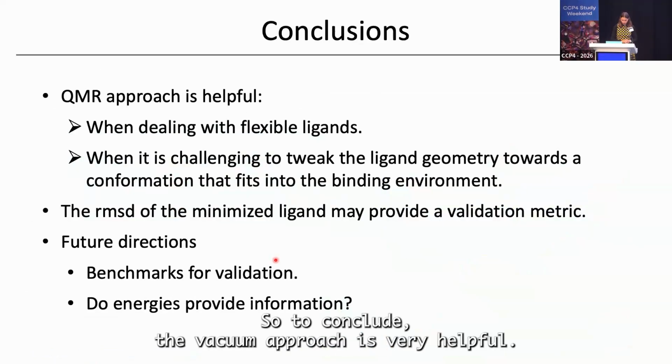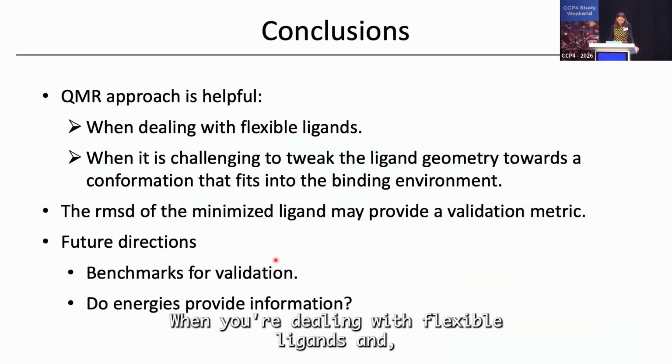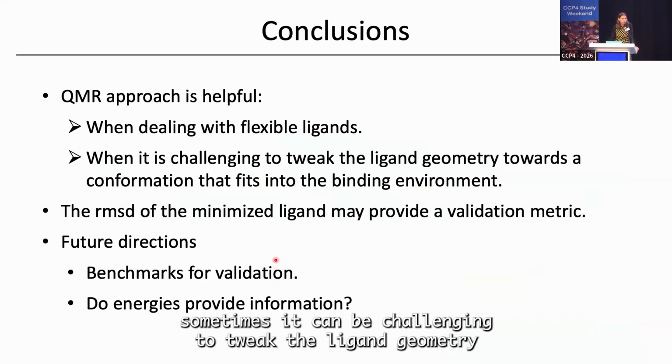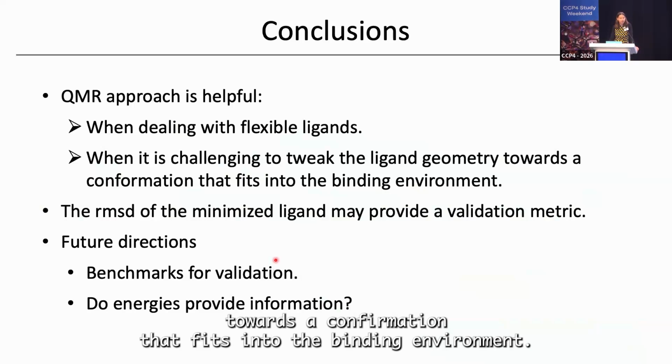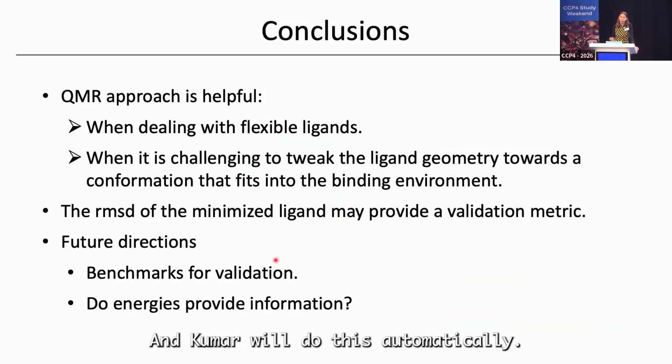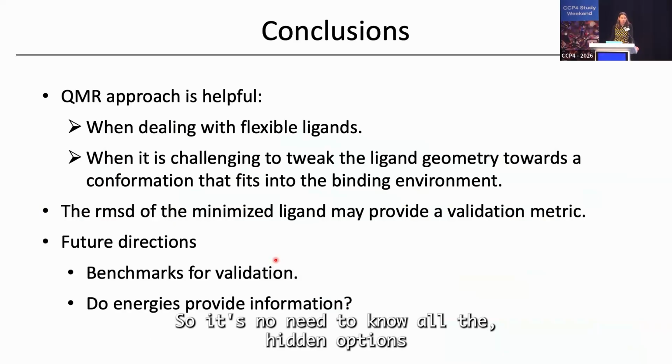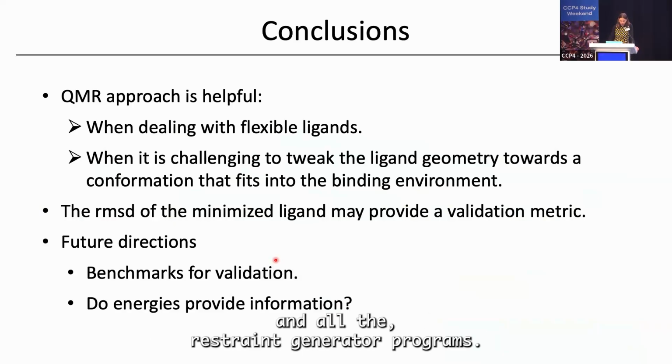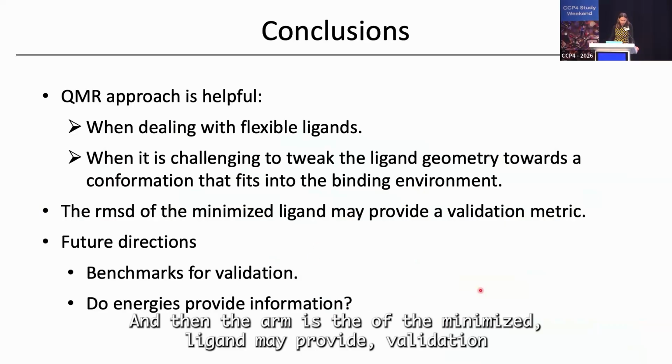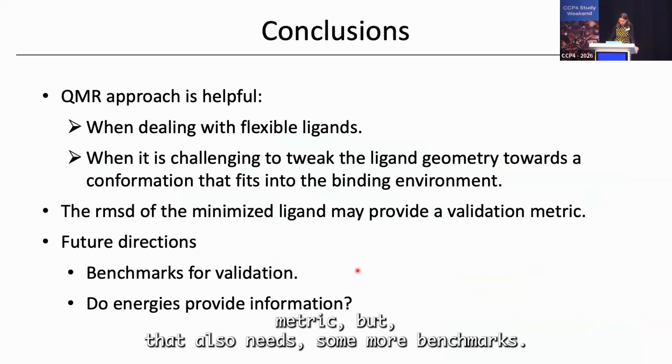To conclude, the QM approach is very helpful when you're dealing with flexible ligands. Sometimes it can be challenging to tweak the ligand geometry towards a conformation that fits into the binding environment, and QMR will do this automatically. So there's no need to know all the hidden options in all the restraint generator programs. And then the RMSD of the minimized ligand may provide a validation metric, but that also needs some more benchmarks.